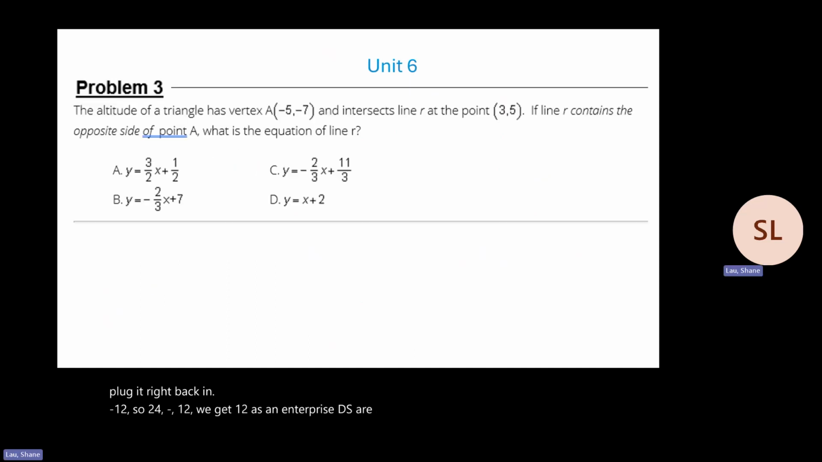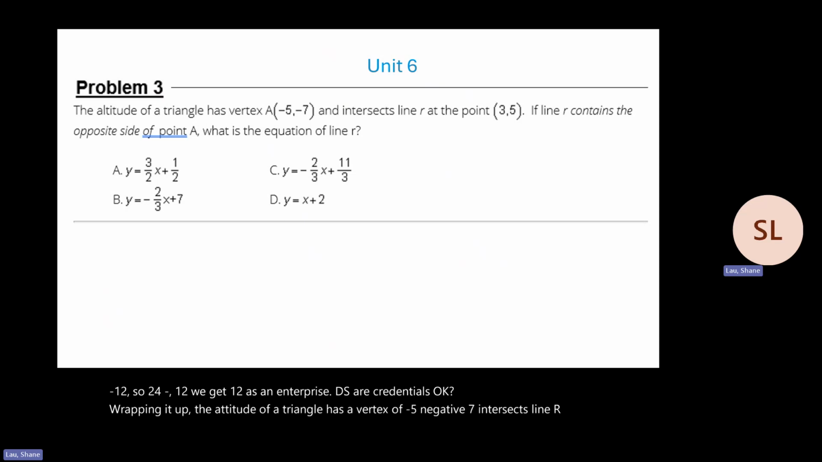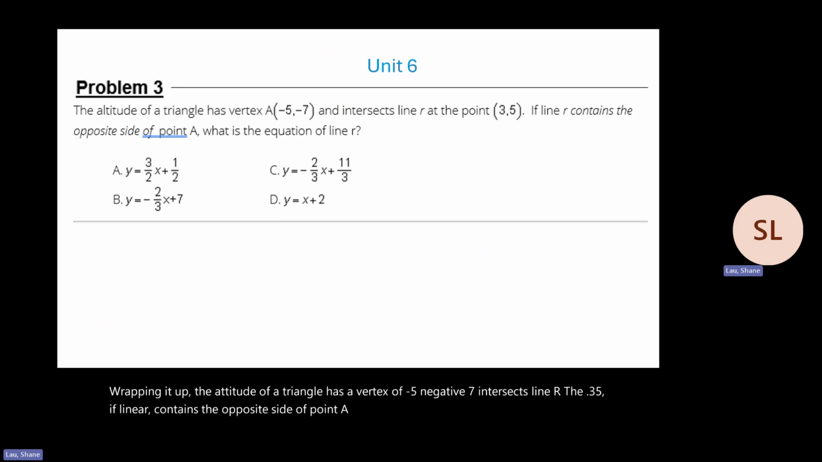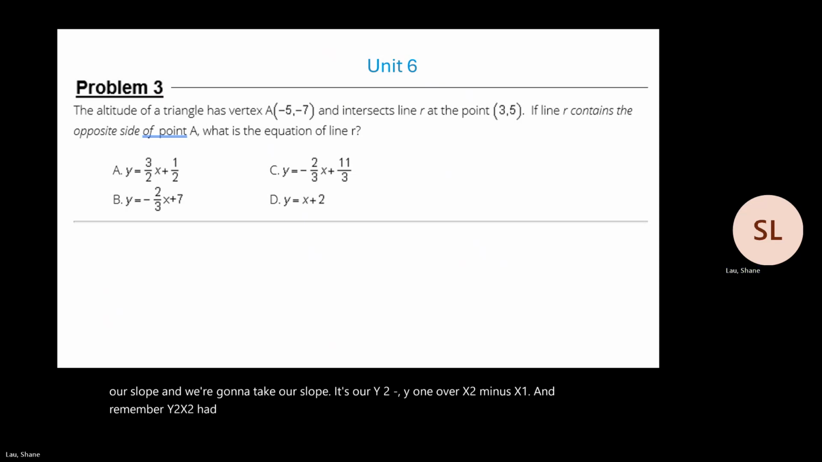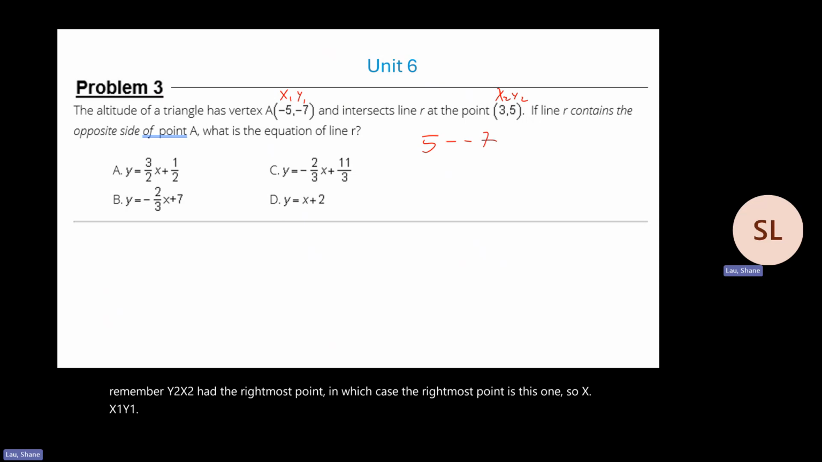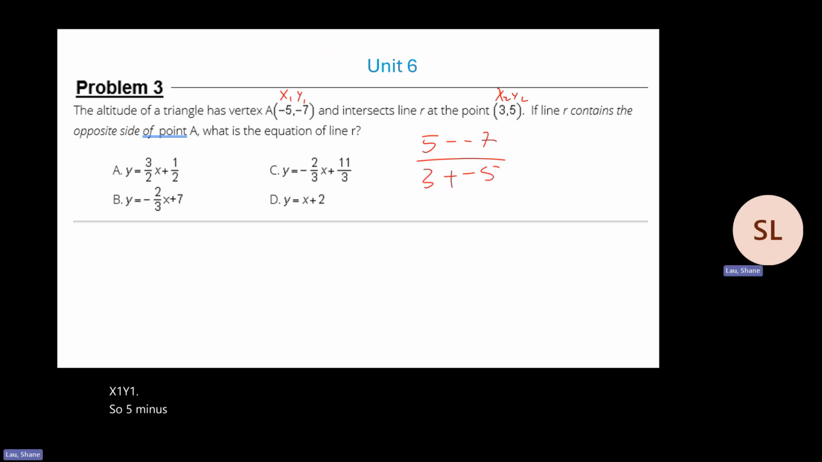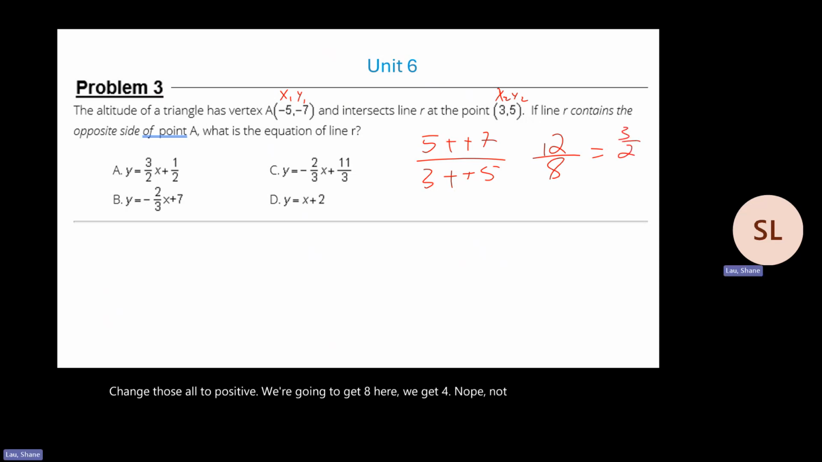Okay. Wrapping it up. The altitude of a triangle has a vertex of -5, -7, and intersects line R at the point 3, 5. If line R contains the opposite side of point A, what is the equation of line R? So here we've got to find our slope, which is y2 minus y1 over x2 minus x1. And remember, x2, y2 have to be the rightmost point, which is this one. So 5 minus negative 7 and 3 minus negative 5. We're going to change those all to positive. We get 8 here. We get 4. Nope, not 4. 3 over 2 as my slope.